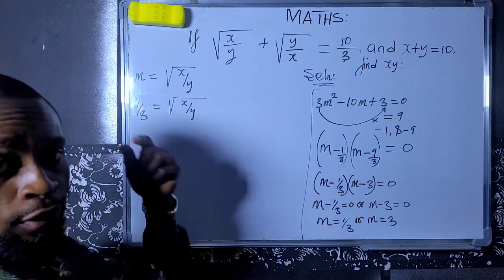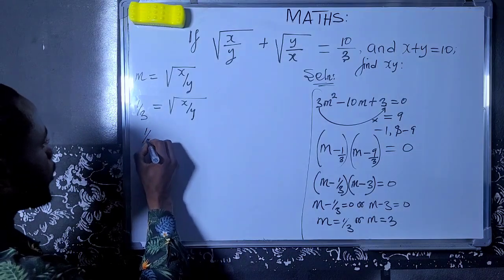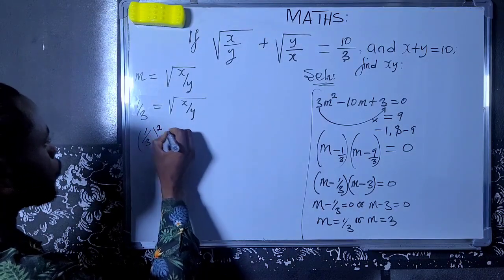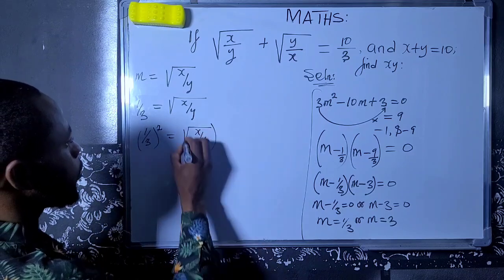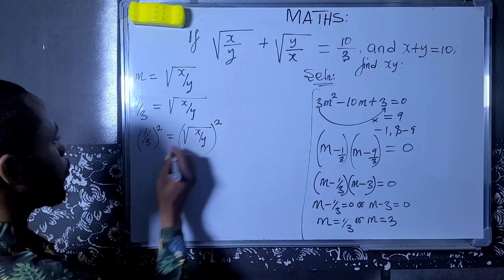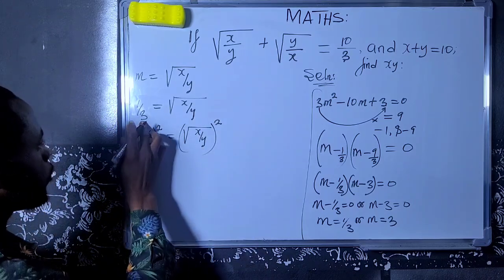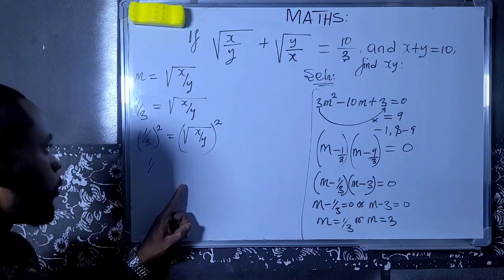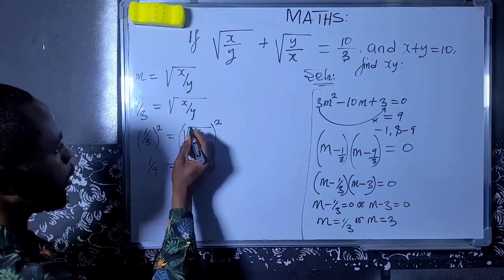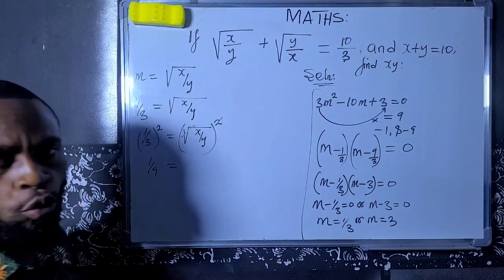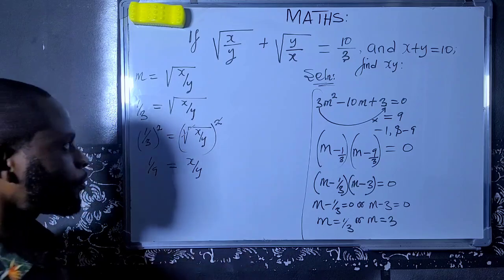We are going to have 1 over 3, all raised to the power of 2, equals the square root of x divided by y, all raised to the power of 2. If you simplify this, 1 to the power of 2 still gives you 1, and 3 to the power of 2 gives us 9, equals, the square root will cancel out the square, and we have x over y.